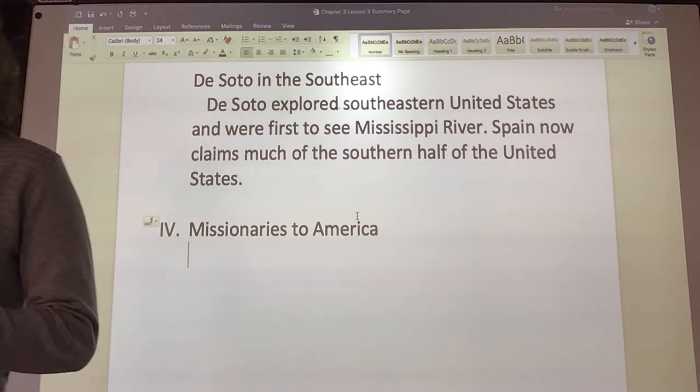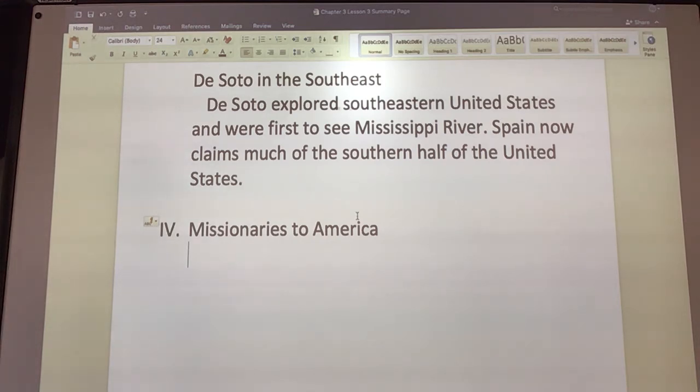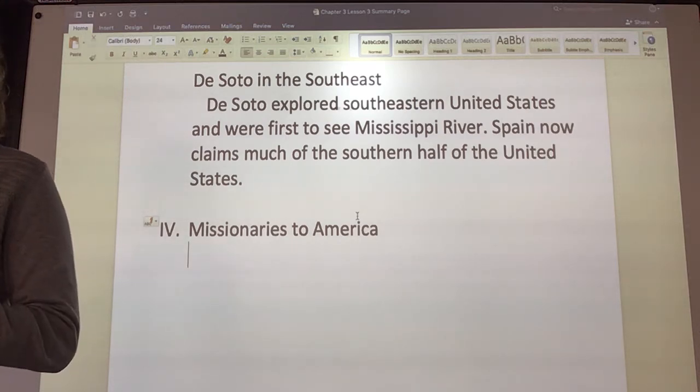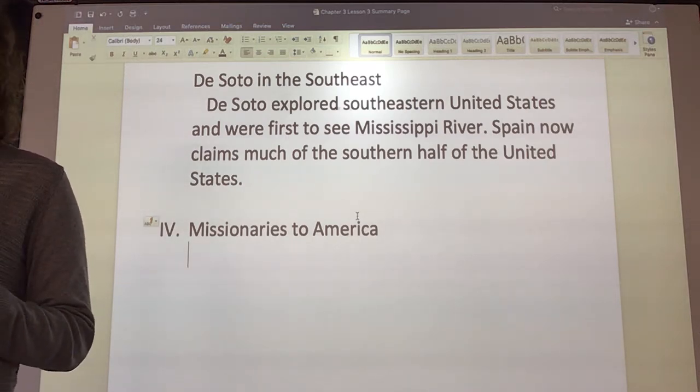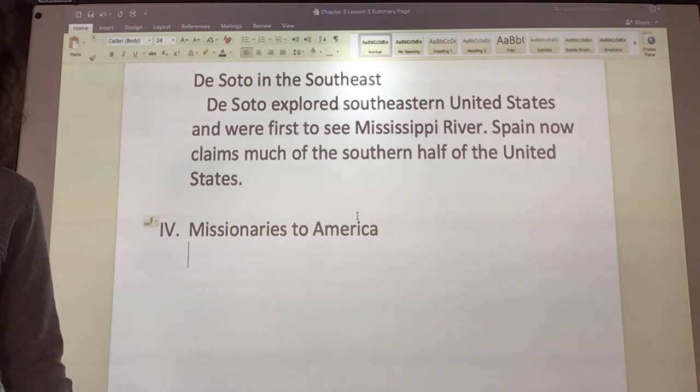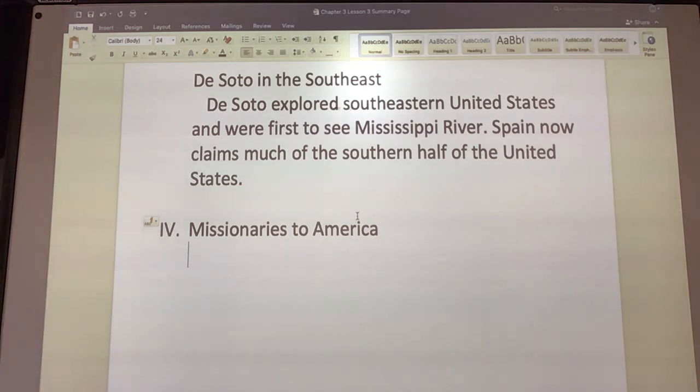Okay? Why did they want people to believe in their Catholic religion? How come they didn't want them to believe other things? Nick? They want them to agree with them. Yeah, they pretty much wanted them to agree with them, right? They didn't want them to have these other beliefs because they were afraid maybe they were going to turn on them or something was going to happen. Okay, so they're trying to get them on their side, and they thought this was the way to do it. All right? So, missionaries to America.